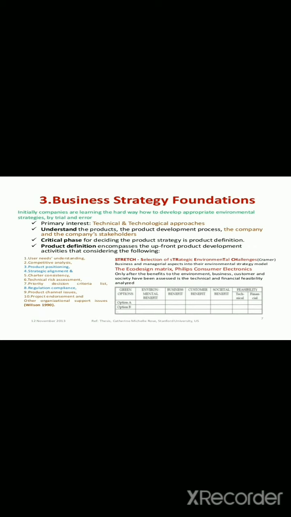Third point is the critical phase for deciding the product strategy, which is definition. Fourth point is that product definition encompasses the upfront product development activities that consider the following. First point is user needs understanding. Second point is competitive analysis. Third point is product positioning. Fourth point is strategic alignment.